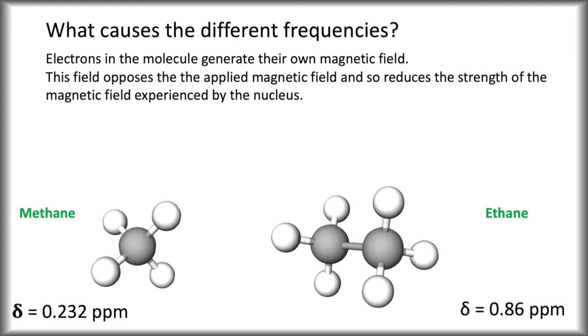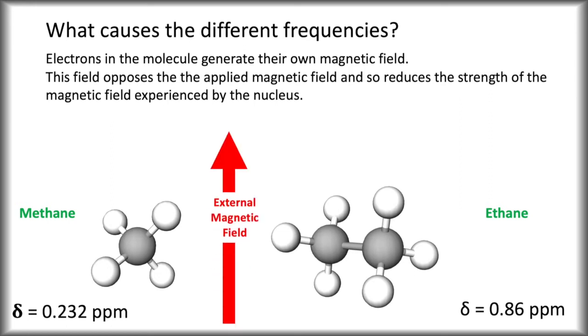So why do we see different frequencies? Why is it that those hydrogens in bromoethane don't all absorb the same frequency of radiation? Well, let's look at methane and ethane, very similar molecules, and you'll see that methane has a chemical shift of 0.232 for its hydrogen nuclei. Ethane, however, has a chemical shift of 0.86 ppm, which is quite a difference when you consider they're very similar molecules. However, as you'll know, those molecules have their own electrons orbiting around them.